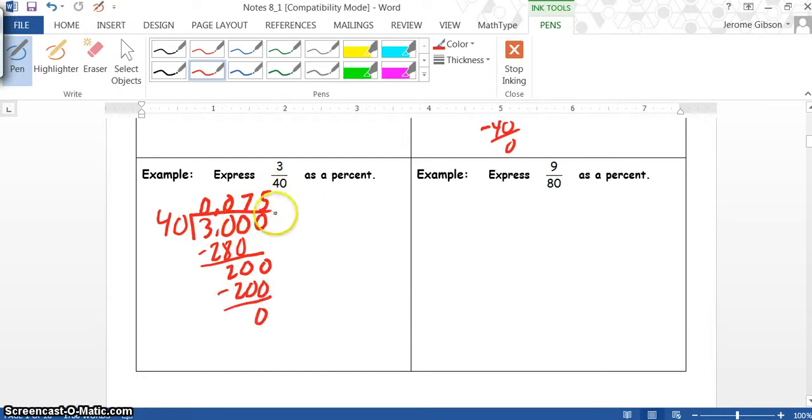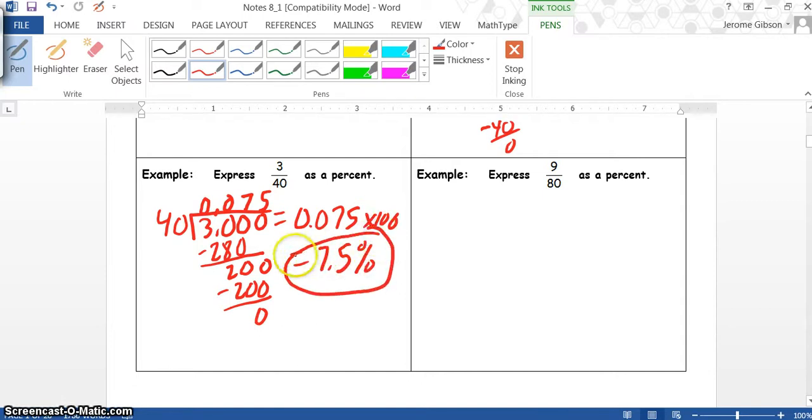Now, we would take this value here and multiply by 100. And that would give us 7.5. And we have to add a percent sign at the end. And that is our final answer, 7.5%.